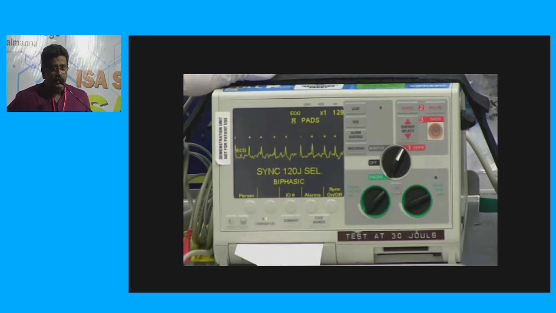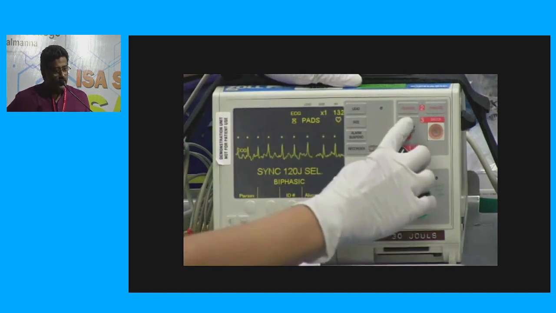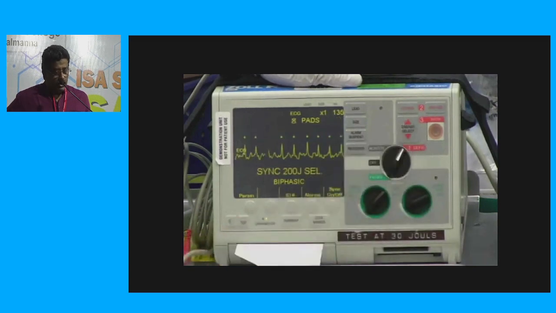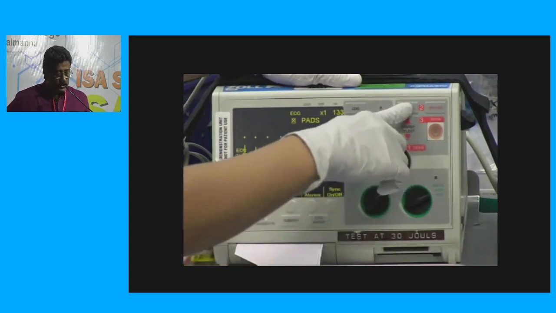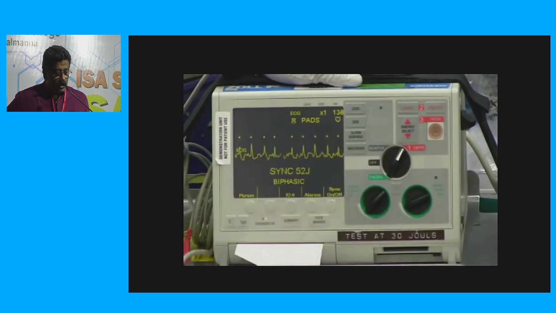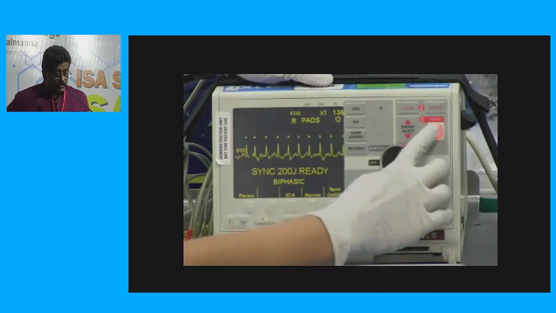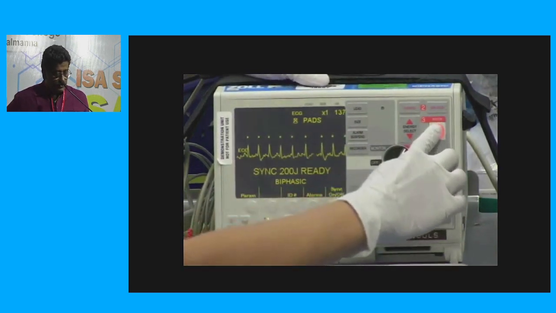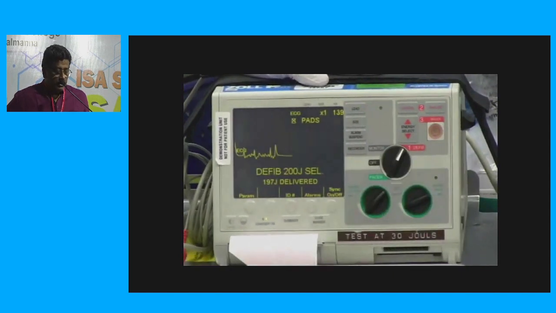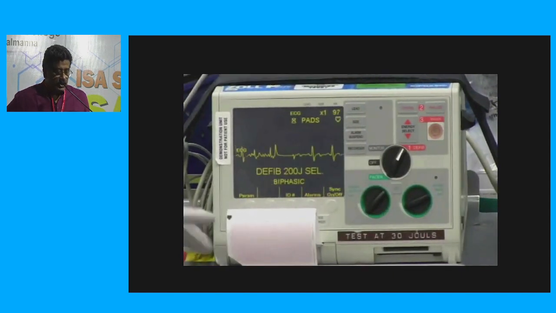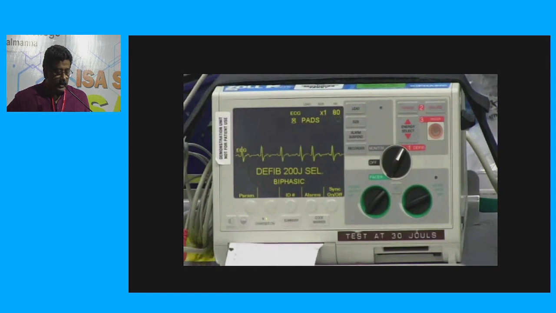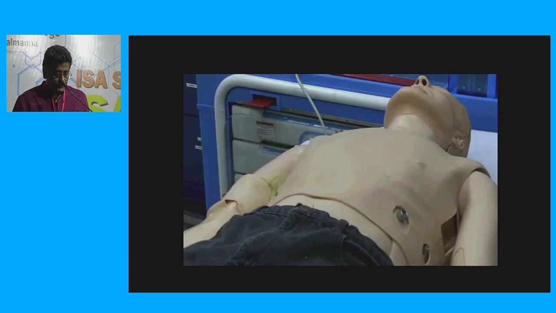Then you will select the energy. Now what is selected is 120. If you use 120 and it is not controlled, then you will have to increase. The maximum is 200. So he has put it at 200, and now it is charged. First you have to say clear and give the shock. So this is the rhythm. Now we can see it is getting corrected.